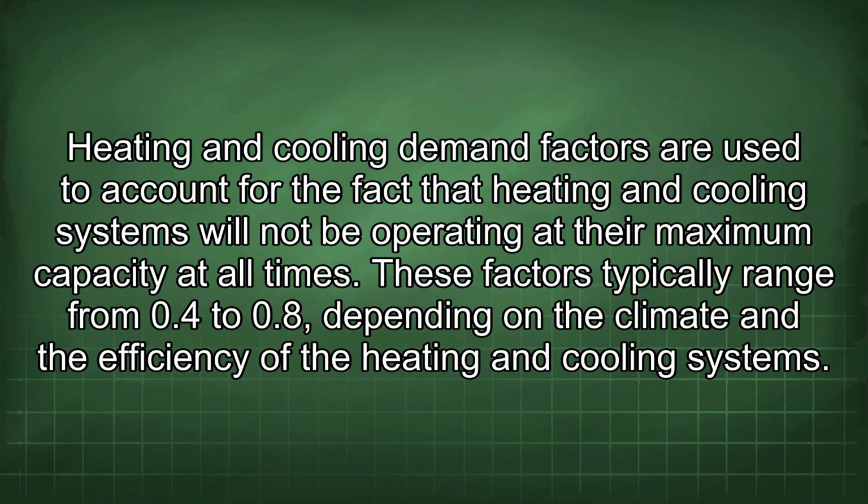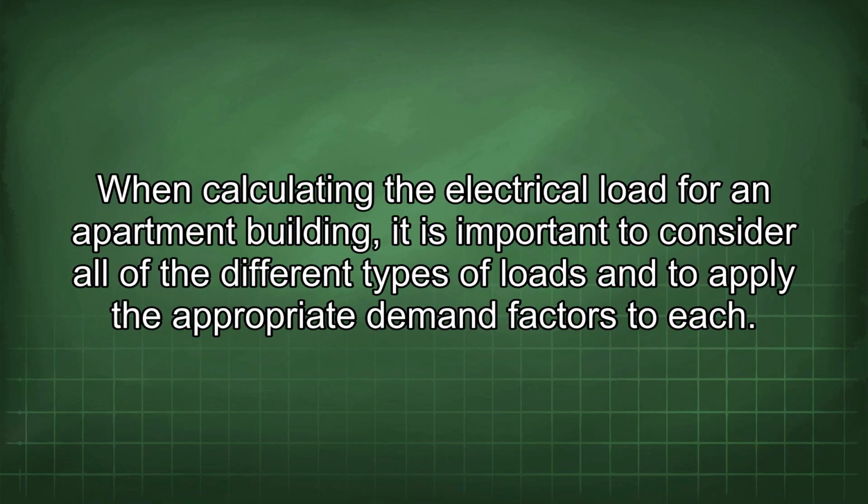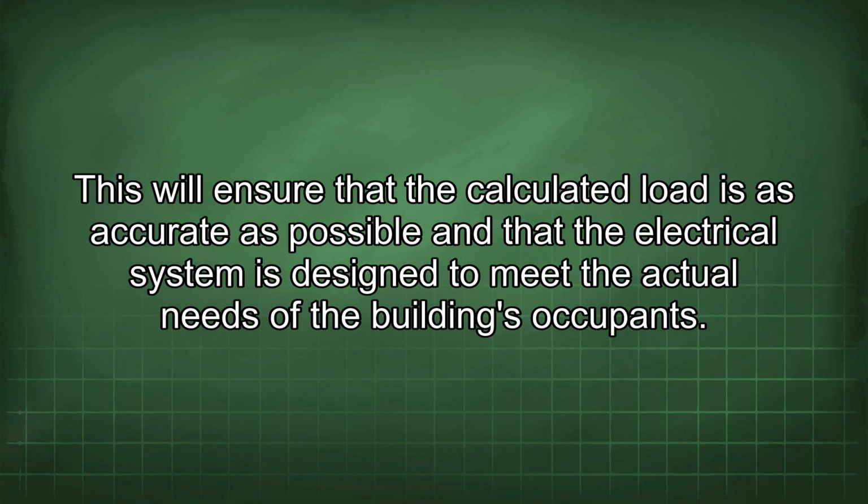Heating and cooling demand factors are used to account for the fact that heating and cooling systems will not be operating at their maximum capacity at all times. These factors typically range from 0.4 to 0.8, depending on the climate and the efficiency of the heating and cooling systems. When calculating the electrical load for an apartment building, it is important to consider all of the different types of loads and to apply the appropriate demand factors to each. This will ensure that the calculated load is as accurate as possible and that the electrical system is designed to meet the actual needs of the building's occupants.